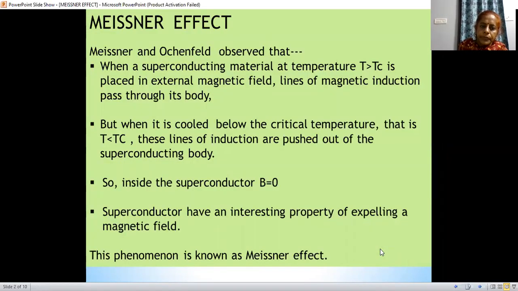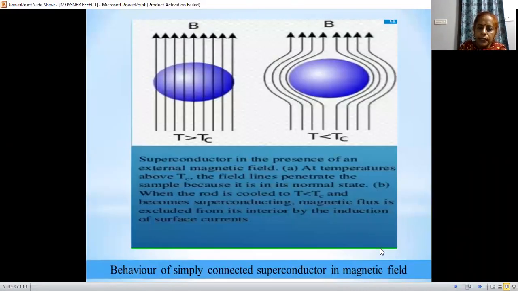What is Meissner effect? Here I am taking a superconducting material. Initially I am taking the material to have a temperature greater than Tc. That means what will be the state of the material? Since temperature is greater than critical temperature, so the material will be a normal material, and we are placing this material in a magnetic field, and the condition is that material is normal. So this is the situation. This is my material and T is greater than Tc.